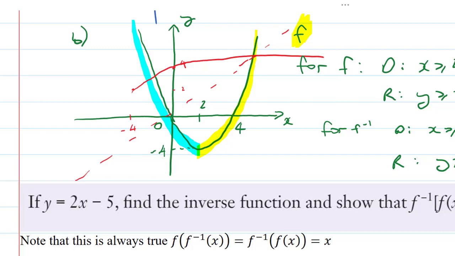Okay. Last thing. So we've got f(x) equals 2x minus 5. And we find the inverse by switching.